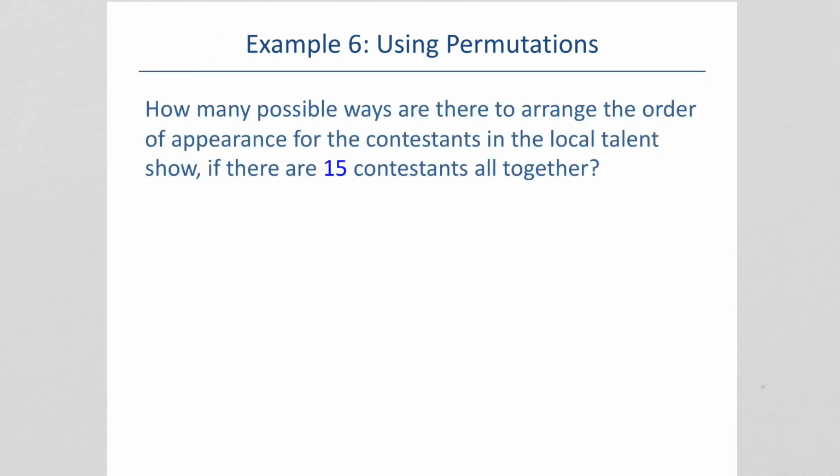How many possible ways are there to arrange the order of appearance for the contestants in the local talent show if there are 15 contestants altogether. And again, in this one, order does matter. We want an order of appearance. So we're going to use a permutation. There's 15 possible contestants and 15 possible people to order.